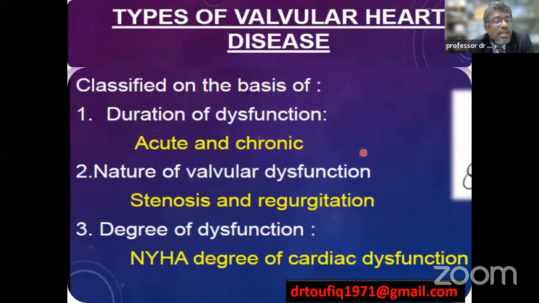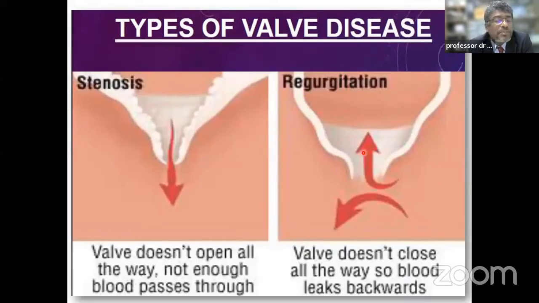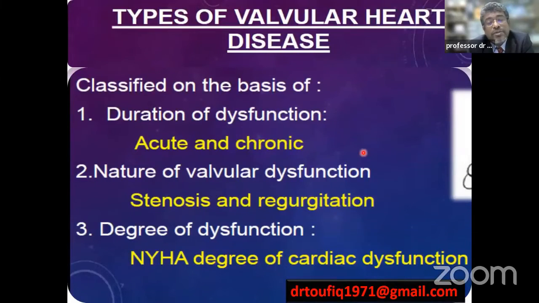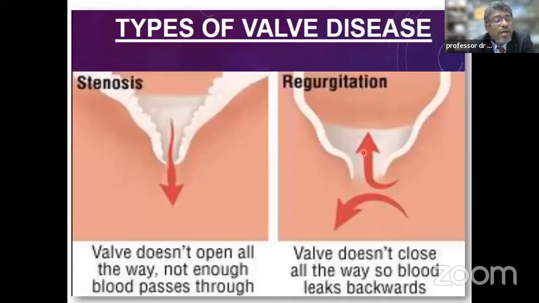On the basis of the types of valvular heart disease, on the basis of the duration of the dysfunction, it may be acute or chronic. This is the nature of the valvular dysfunction, that may be a stenotic or regurgitation type of lesion. And depending on the degree of dysfunction, the patient may present with a varying degree of cardiac dysfunction, that is NYHA class 1 to class 4, depending on the involvement of the valve lesions.